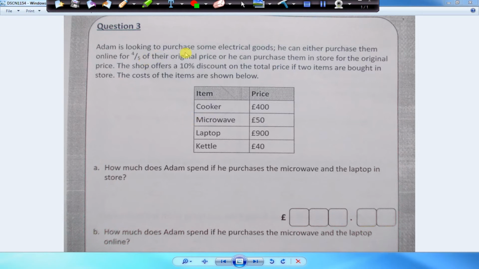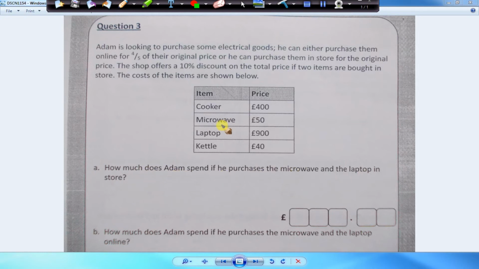Adam is looking to purchase some electrical goods. He can either purchase them online for 4/5 of the original price, or he can purchase them in store for the original price. The shop offers a 10% discount on the total price if 2 items are bought in the store. The costs of the items are shown below. Okay, question number 3. How much does Adam spend if he purchases the microwave and the laptop in store?